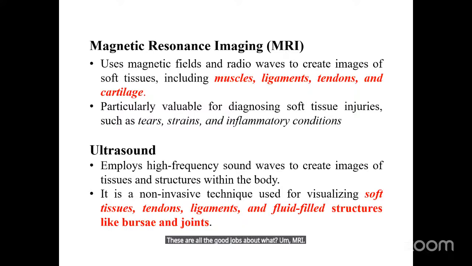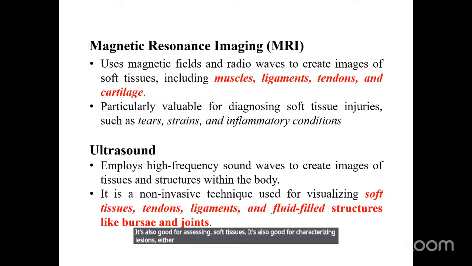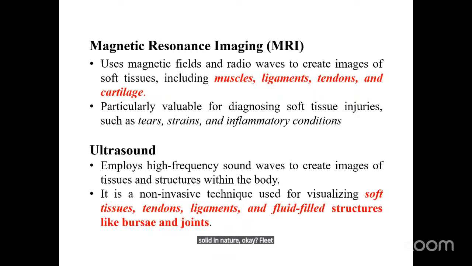In ultrasound, therefore, there is no radiation concern, as with MRI. Ultrasound uses sound waves directed to the human body to assess internal structures. It's also good for assessing soft tissues. It's also good for characterizing lesions, whether they are cystic or solid in nature. Fluid-filled bursa, ligamentous, inflammatory conditions.